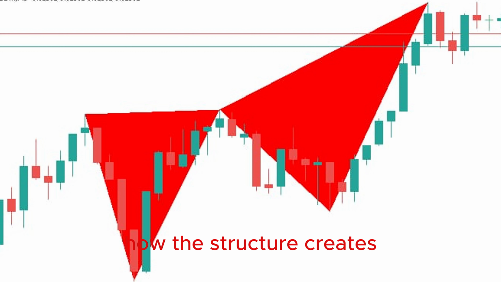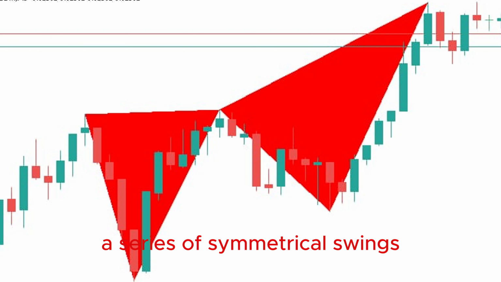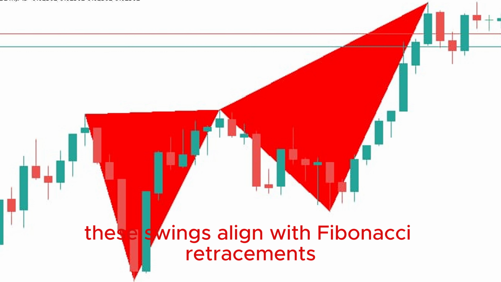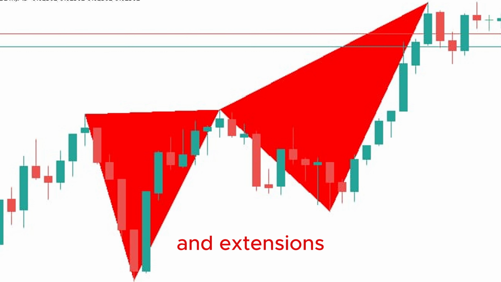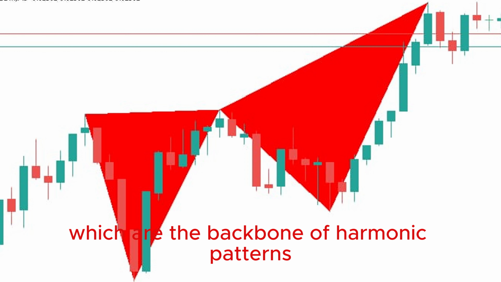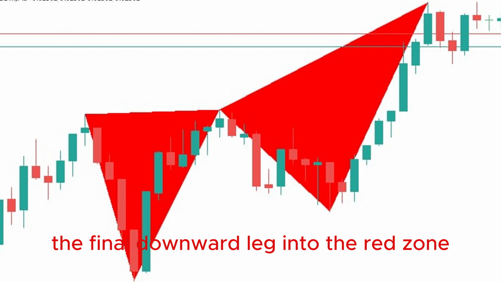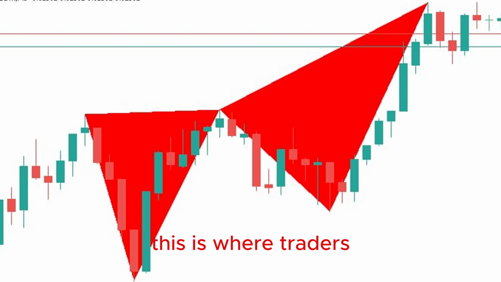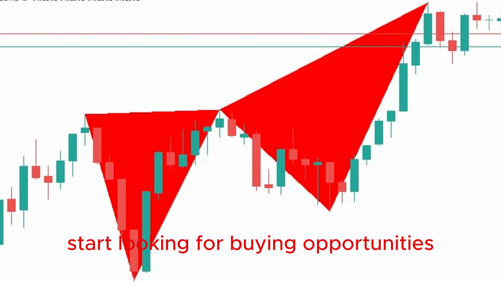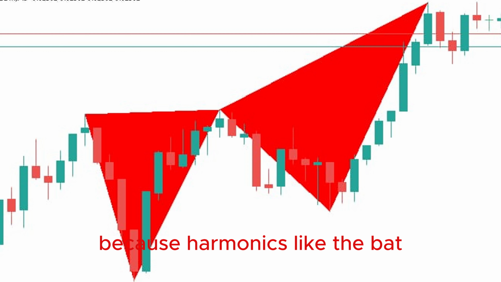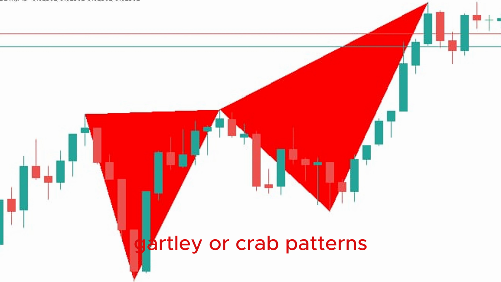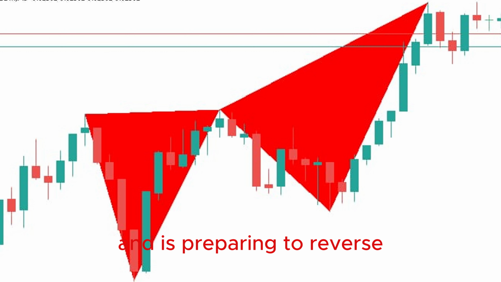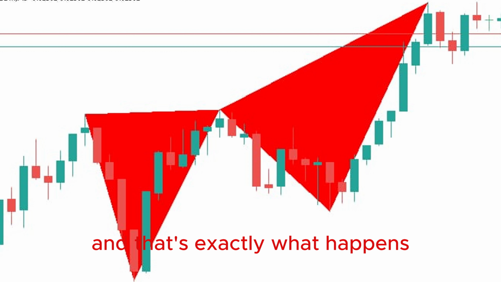Now, notice how the structure creates a series of symmetrical swings, almost like a butterfly's wings. These swings align with Fibonacci retracements and extensions, which are the backbone of harmonic patterns. The final downward leg into the red zone represents the potential reversal area. This is where traders start looking for buying opportunities, because harmonics like the bat, Gartley, or crab patterns often signal that the market has exhausted the move and is preparing to reverse. And that's exactly what happens here.